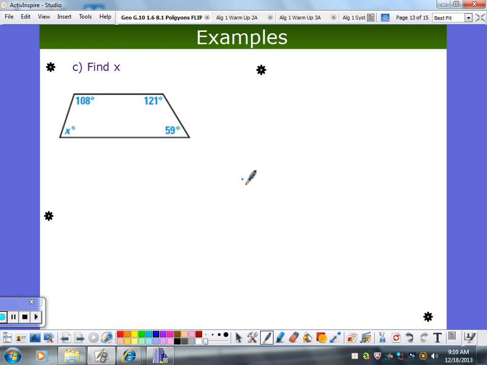What else do we have? Find x. Oh, it's an easy one. Because what do the angles of a quadrilateral add up to? 360. So you're just going to add these things together. Go ahead, you do this. All right, Dad, you do the heavy lifting here.